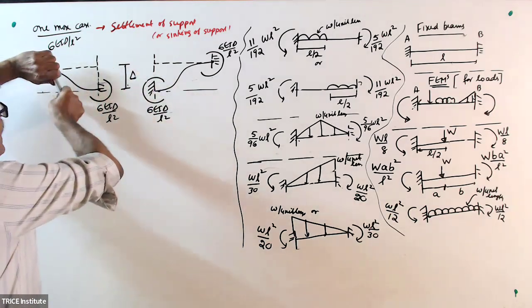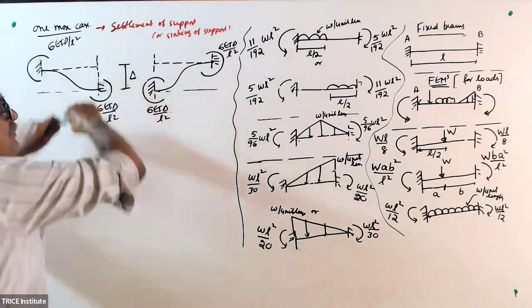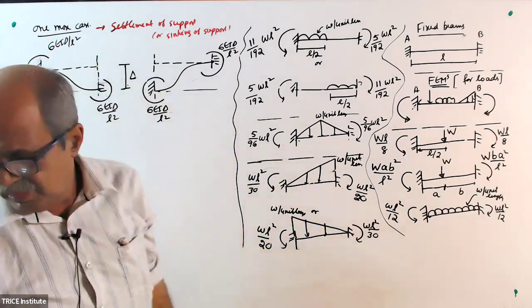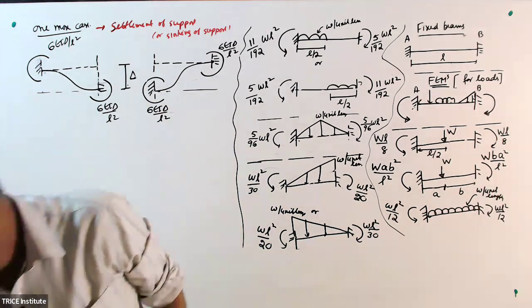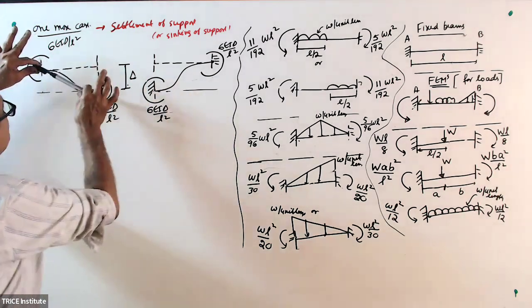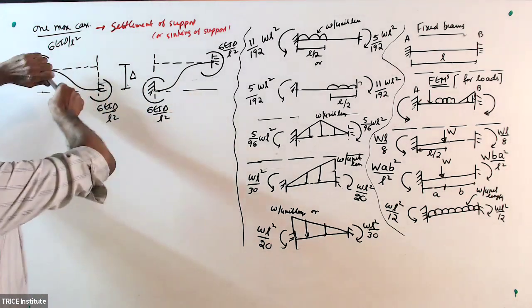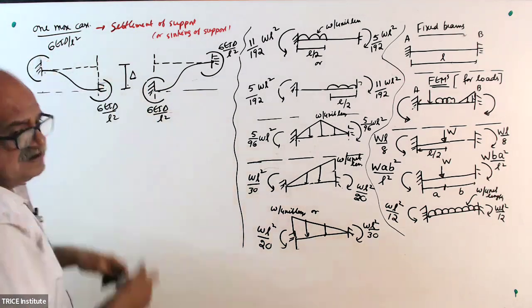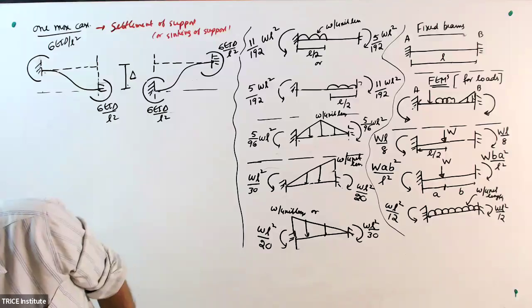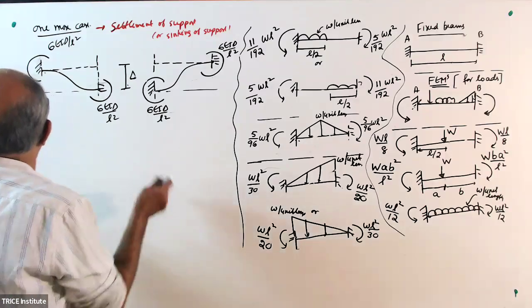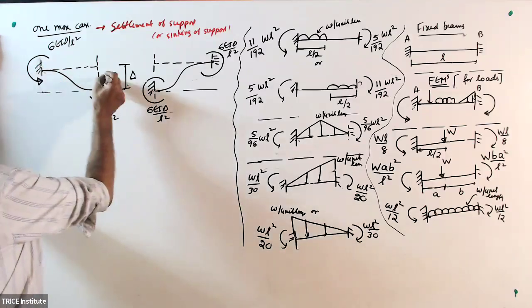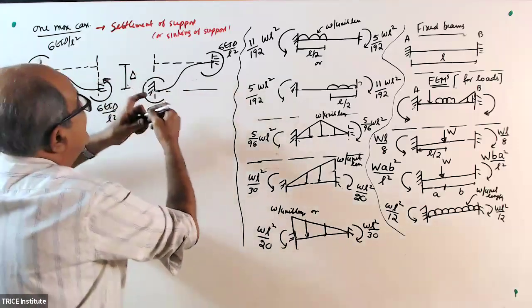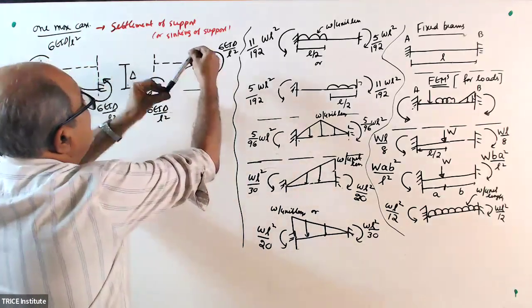What moment do you require to bring back to horizontal position? Tell me. What do you require? Since it is tilted this way, what moment is required to bring back to horizontal position again? Anti-clockwise. So, make a note. Anti-clockwise, anti-clockwise. See here. This is tilted like this.